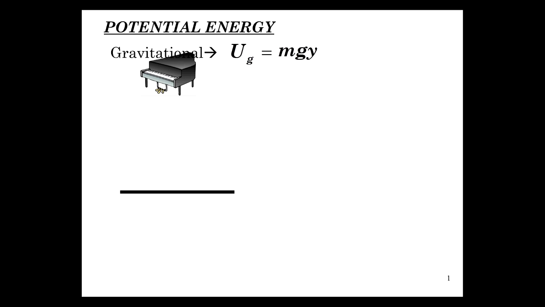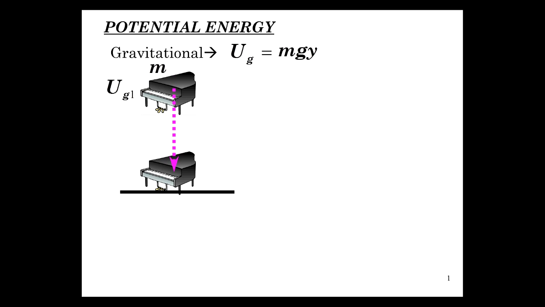Here comes our piano of AP physics of mass m, and it has gravitational potential energy at position 1, so I'm calling that UG1, and then UG2. Work done by gravity in moving it from position 1 to position 2: recognize that gravity acts downward and it's moving downward. They're both in the same direction, therefore the work done by gravity is positive.